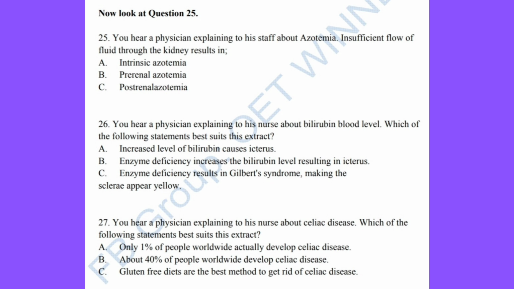Question 27. You hear a physician explaining to her nurse about celiac disease. Now read the question.